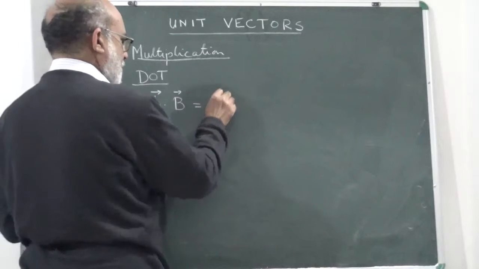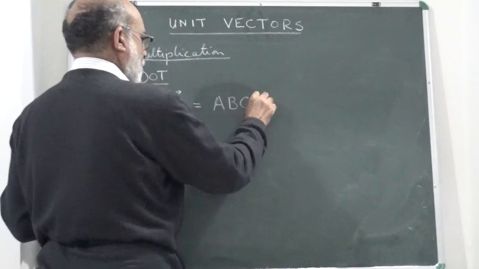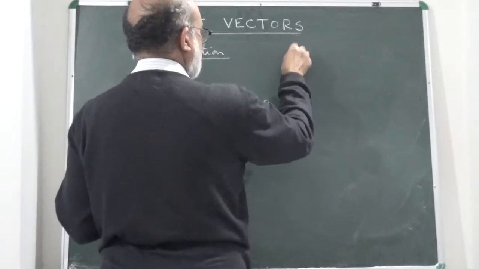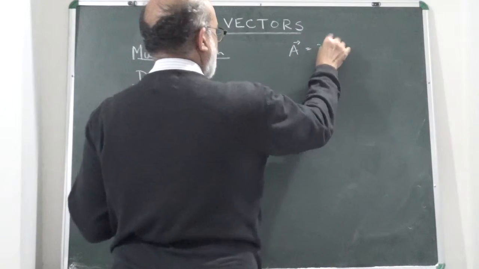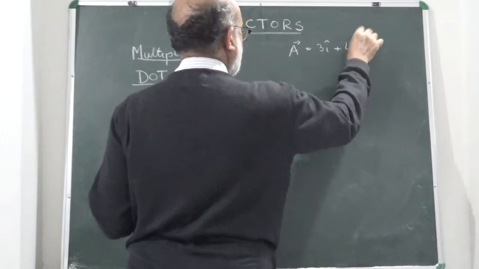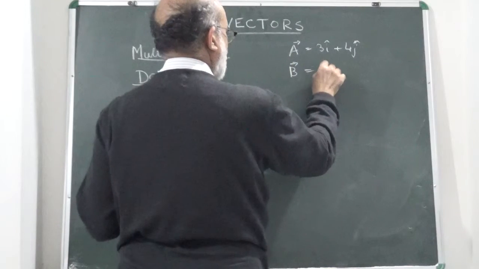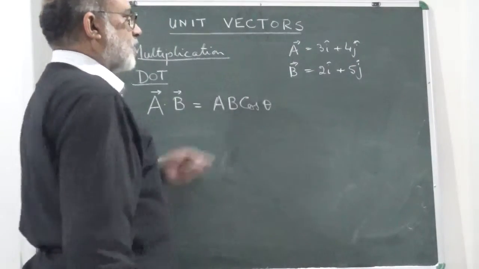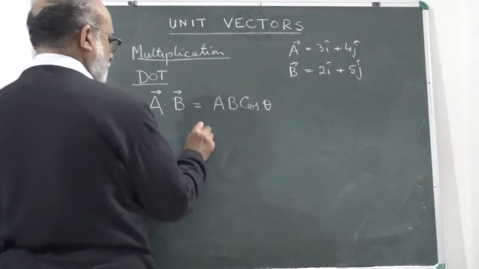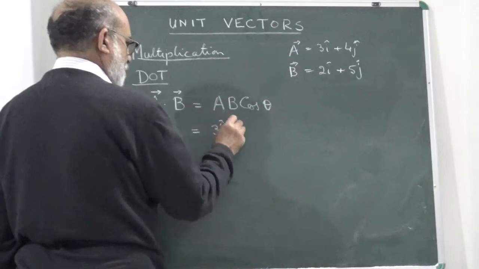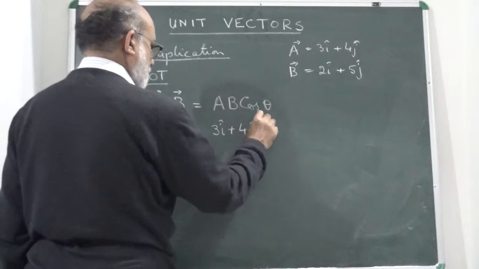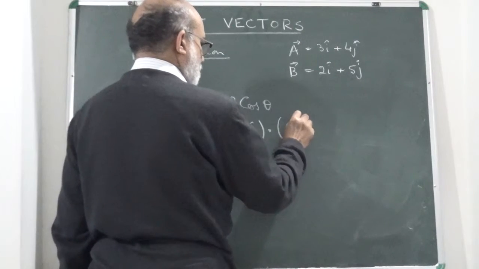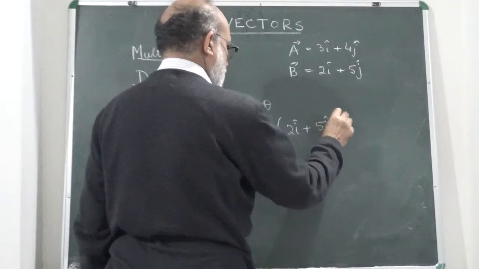That was AB cos theta. Now suppose we have taken A as 3i plus 4j and B as 2i plus 5j. To take the dot product of these two, it means (3i plus 4j) dot (2i plus 5j).